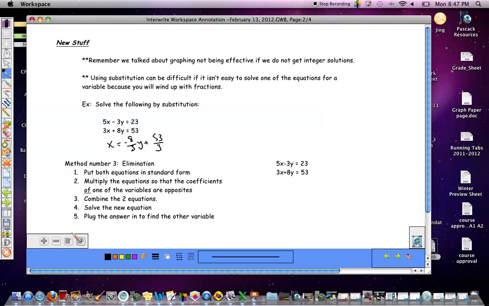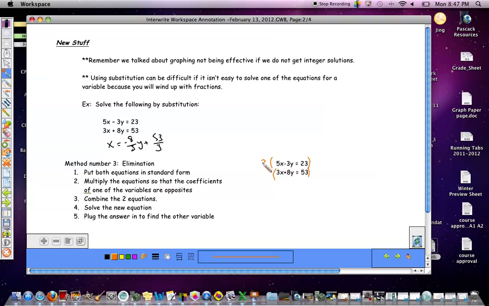Now, here's the important step. We want to multiply the equations so the coefficients of one of the variables are opposites. Now what does that mean? It doesn't matter which variable you cancel. You have the option to cancel either one. If I want to cancel the x's, I have a 5x and a 3x. I want to try and multiply the top equation and the bottom equation by numbers that will give me opposite coefficients for the x's.